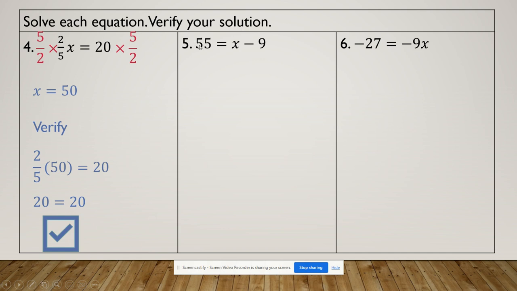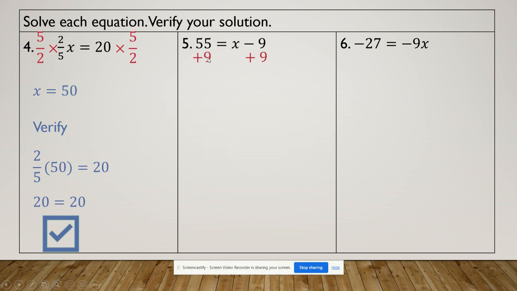Okay, next up, we have 55 is equal to x minus 9. This one's a little different because x has always been on the left side of the equation up until this point. Now it's on the right side. That really doesn't change anything, because the equal sign means you can have it on either side, as long as we carry our signs with us. So we can still add 9 to get x by itself. Remember, if we do it to one side, we have to do it to the other side to maintain balance.